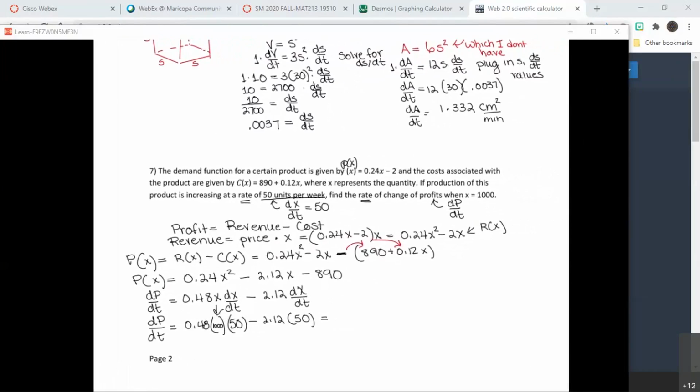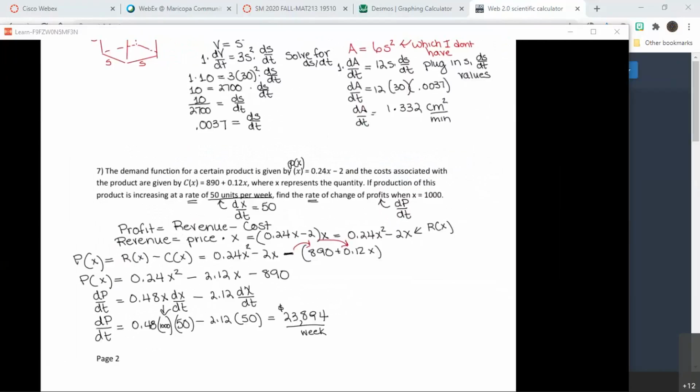Okay, so when I do that, that makes things look a lot rosier. I'm getting a positive increase with respect to time, and this is in weeks. So this says when I make 1,000 of these things, I'm going to have an increase in profit of $23,894 per week.